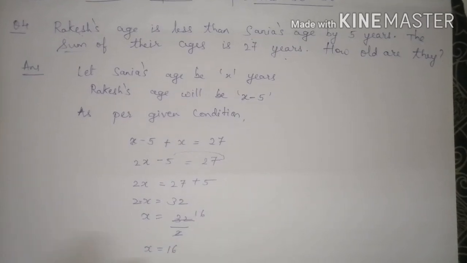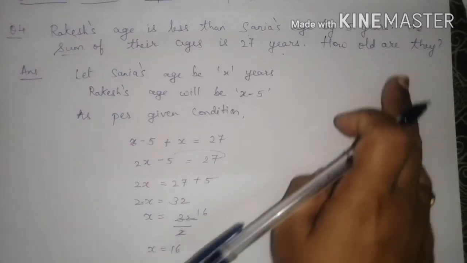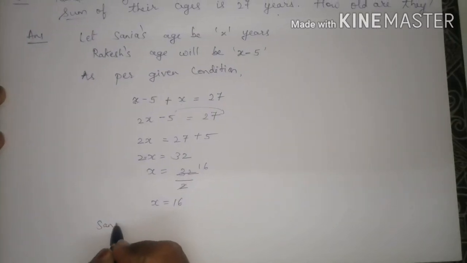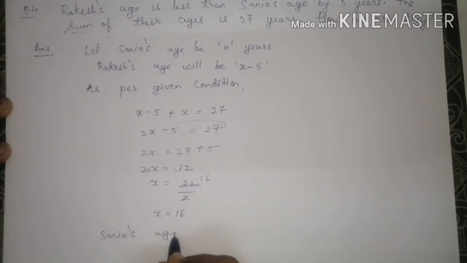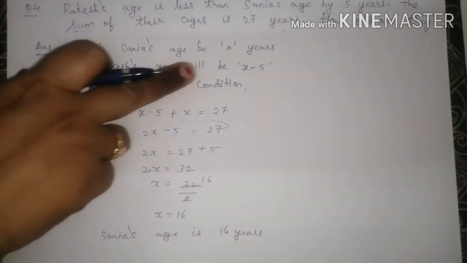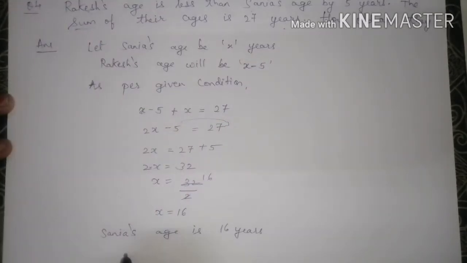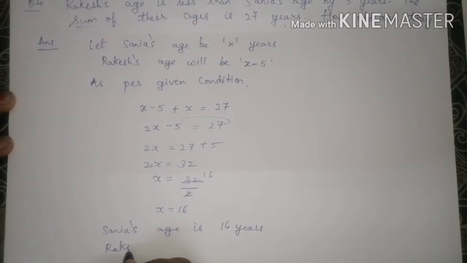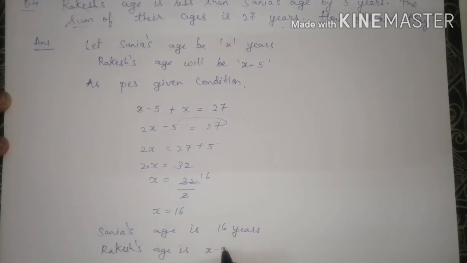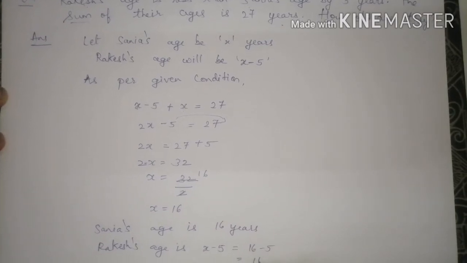We got the value of x, meaning we got the age of Sania. Now we want Rakesh's age also. Both of their ages we want. So we got only Sania's age till now. Sania's age is 16 years. Now how will we get Rakesh's age? We'll put this x value which we got. So Rakesh's age is x minus 5, and the x value we got is 16. So 16 minus 5 will give you 11.